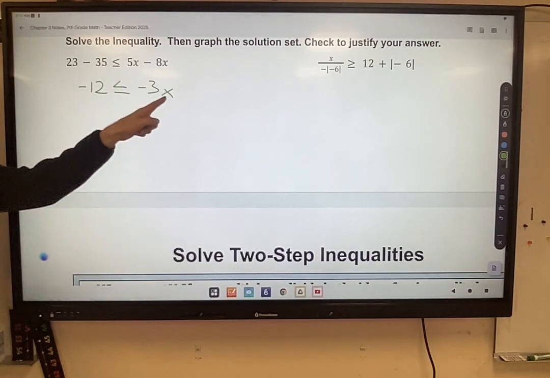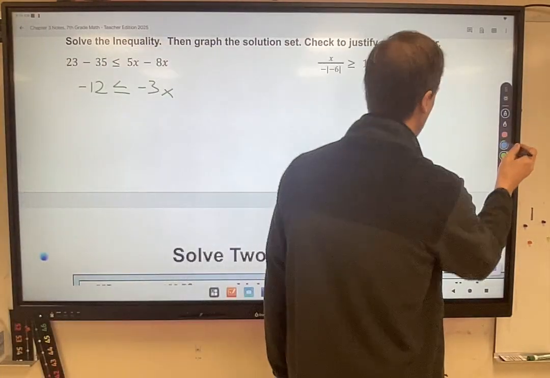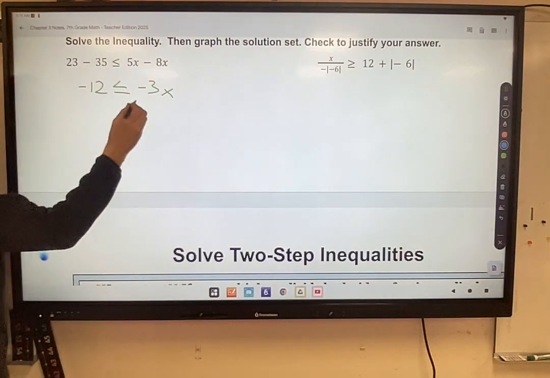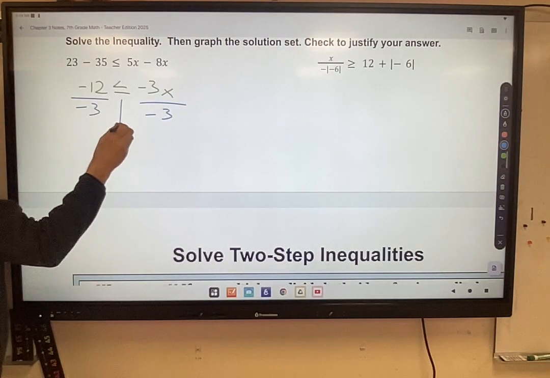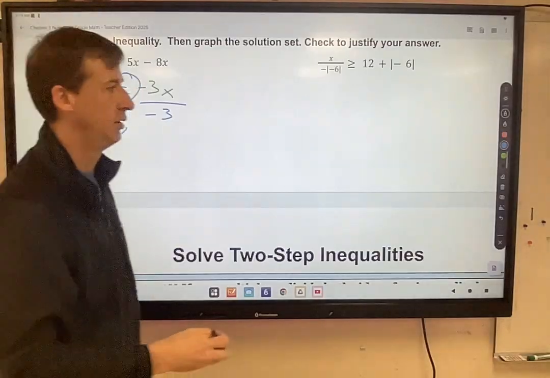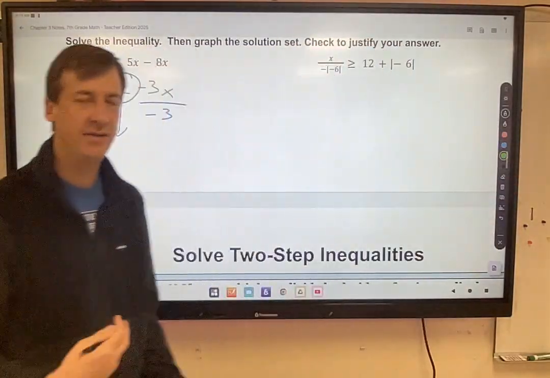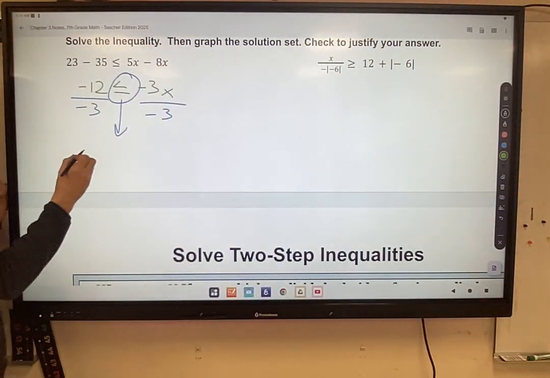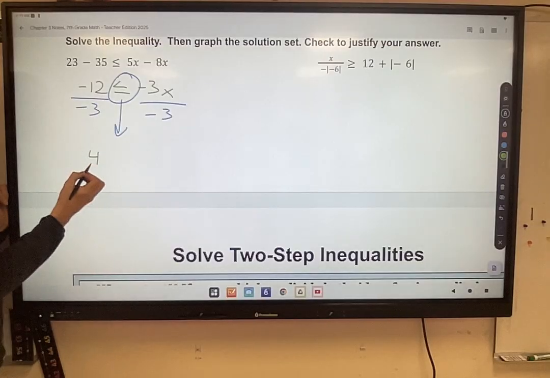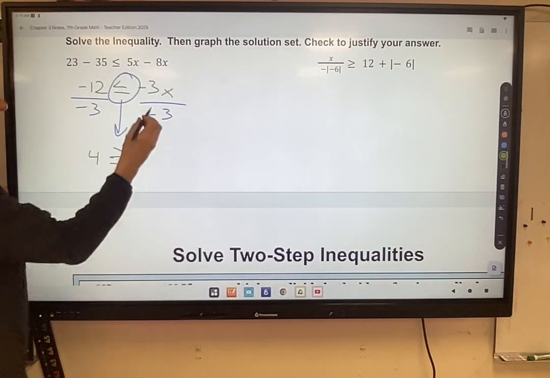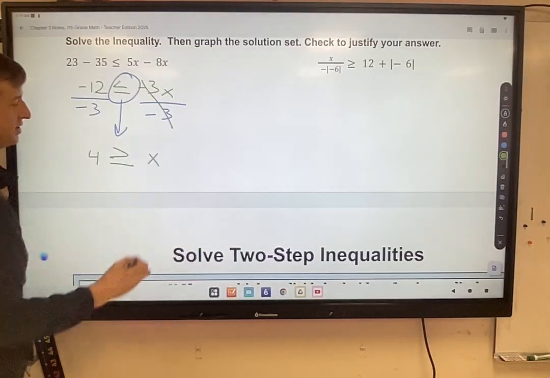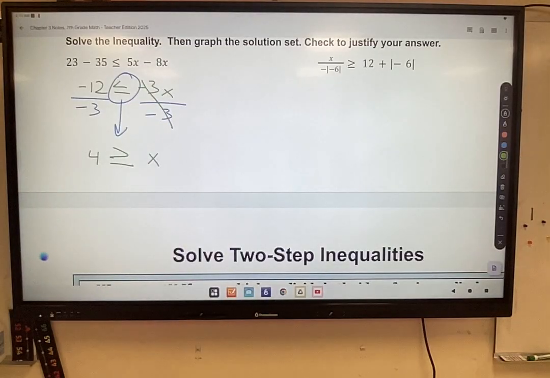But now I want to get x by itself, so I ask, what's the opposite of multiplying by negative 3? I've got to divide both sides by negative 3. If I divide by a negative number, I've got to flip this sign though. Anytime you multiply or divide by a negative number, flip the sign. So this becomes 4, negative divided by negative is a positive, is greater than or equal to, because I flipped the sign, and then the 3's cancel each other out, I'm left with just an x. So 4 is greater than or equal to x.